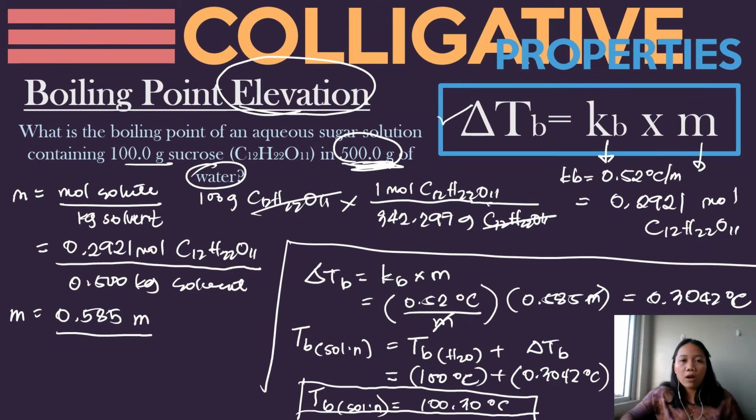So you can now box your final answer since this is now the boiling point of your aqueous sugar solution. Okay? So, ibig sabihin lang nito, nung nag-add ka ng sugar, okay, nagkaroon ng change ng boiling point temperature na 0.3042. Okay? At dahil alam natin na 100 degrees Celsius ang boiling point ng water, so all we have to do is to add that change to the 100 degrees Celsius for us to know what is the new boiling point of the sugar solution. So that is boiling point elevation.